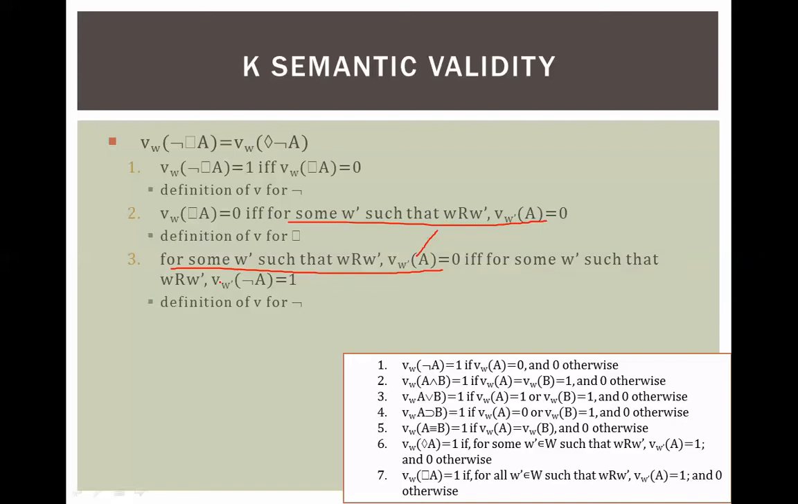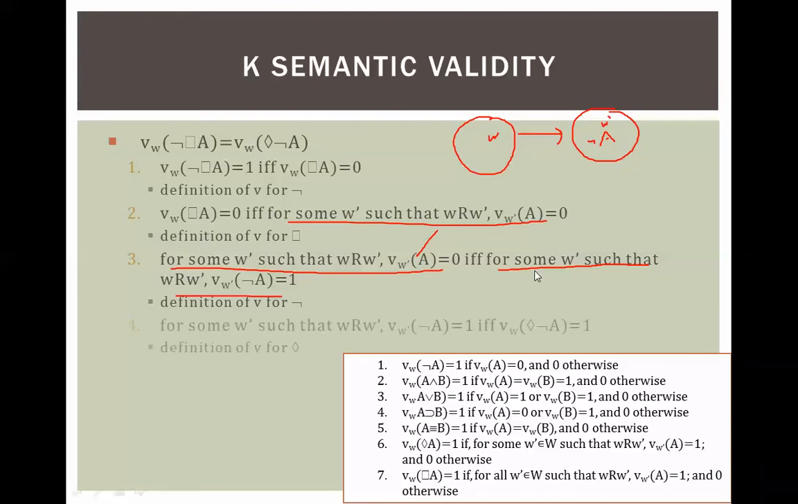So this is true: there's some world that W is related to such that A equals 0 if and only if for that world not A is true. So A is false at that world if not A is true at that world. Again, let's say all the worlds that W accesses are W prime, and at W prime A is false. That means not A is true at W prime. That's what this is saying.